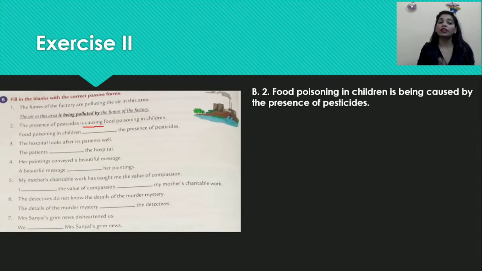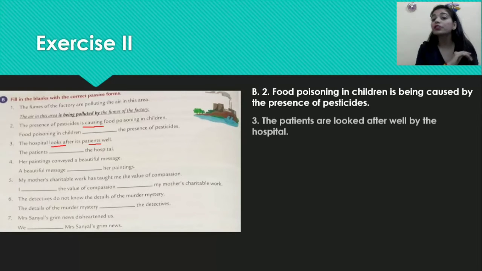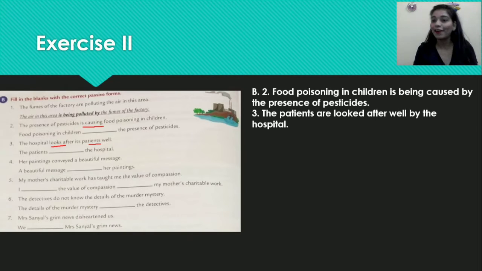Okay. So let's look at the sentence number 3 now. The hospital looks after its patients well. The answer would be, okay, first of all, what's the verb here? The verb is looks here. And patients is telling us that this is plural. So how do we have to change it now? The patients are looked after well by the hospital.